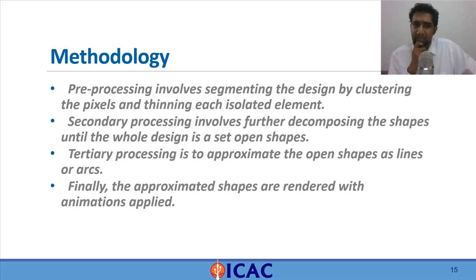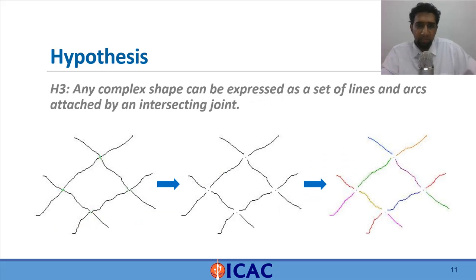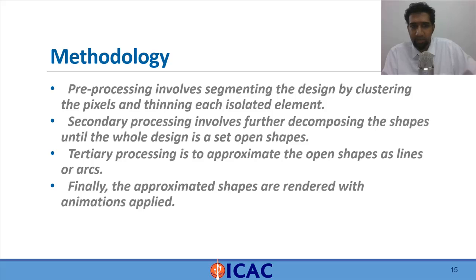So the methodology: the main part, the first part, is finding the individual shapes and thinning them, and the secondary processing is this part. You further decompose them until you find a set of simple open shapes, and then you approximate those shapes as lines and arcs. That's the tertiary processing, and finally what you get is the whole complex design defined as a set of lines and arcs. So that's the end of it.